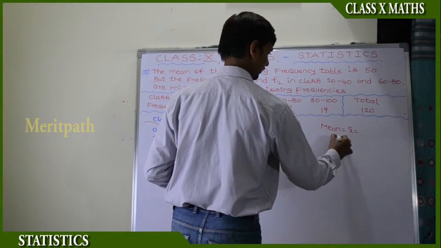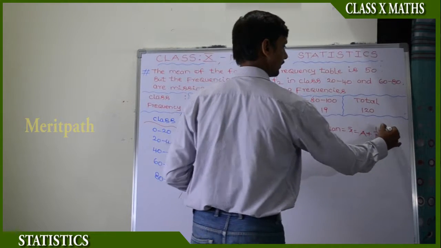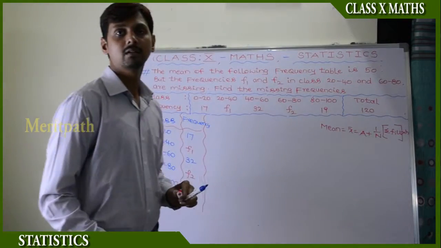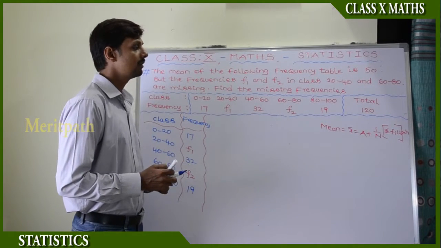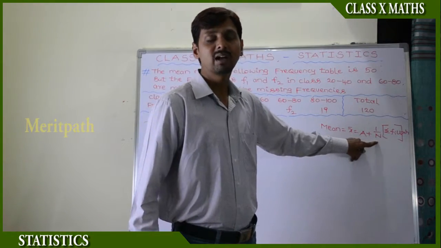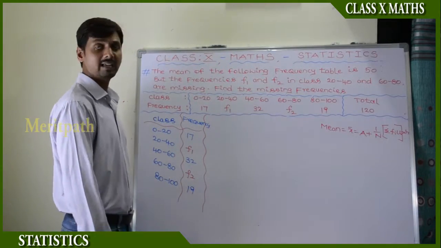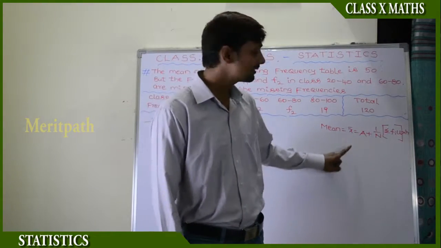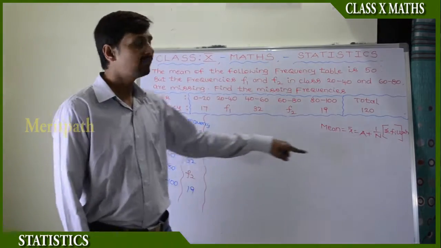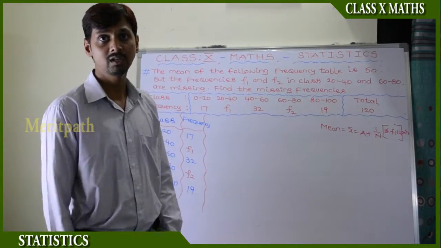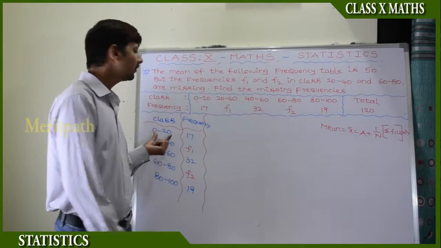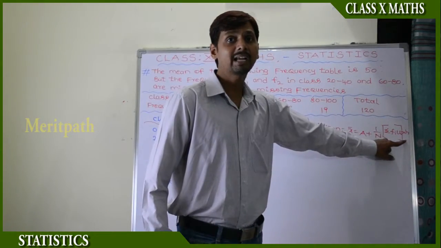The mean x bar is equal to a plus 1 by n sigma fi ui into h. Using this assumed mean deviation method, we'll find the missing frequencies f1 and f2. Here a is the assumed mean, as we discussed in the previous class, n is the sum of the frequency, fi is the frequency, and ui is xi minus a divided by h. xi are the values we need to find, a is the assumed mean, and h is the length of the class interval.